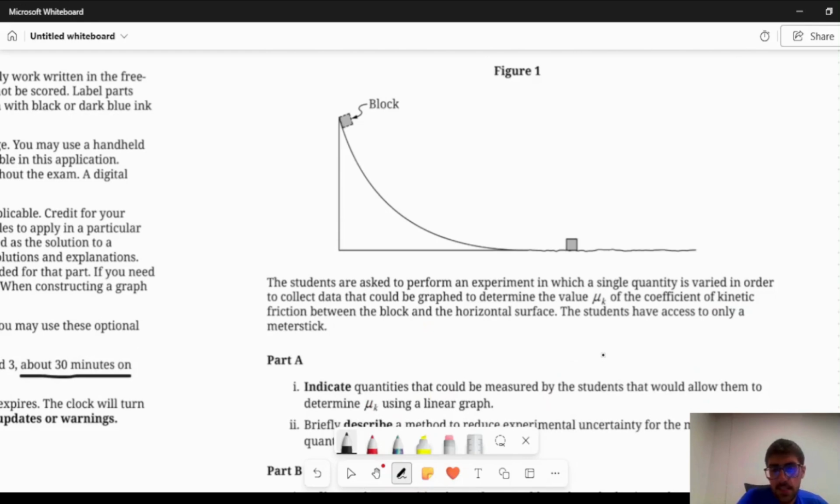The students are asked to perform an experiment in which a single quantity is varied in order to collect data that could be graphed to determine the value of mu k, the coefficient of kinetic friction between the block and the horizontal surface. The students have access to only a meter stick. So what does that mean? No, we can't find mass, we can't find velocity, we can't find time. It's not that difficult, but it's going to need us to manipulate a lot of equations.